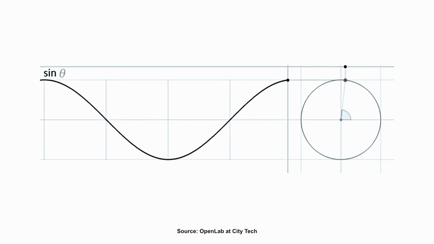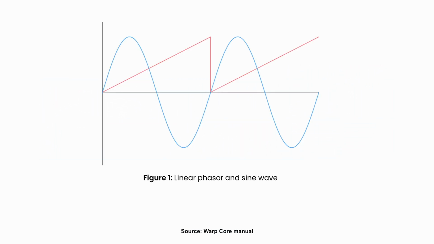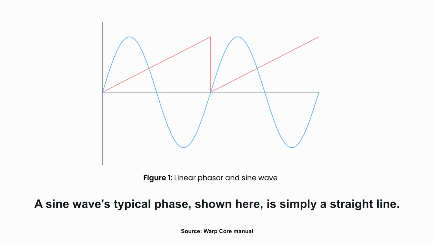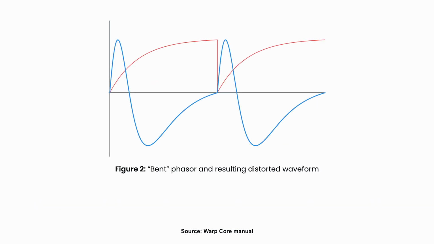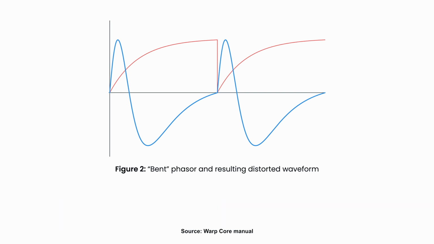The angle between our rotating line and the x-axis is measured as phase. The phasor can be drawn as an upward ramp that resets as the cycle of the sine wave starts over. Phase distortion distorts that red phasor so it's not a straight line, which in turn distorts the sine wave into more timbrally interesting and complex shapes. That's what the 8 transforms on Warp Core provide.